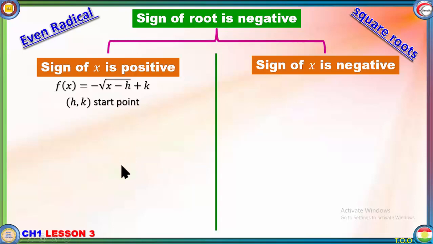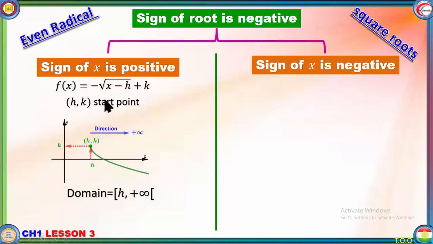hk start point. Because the sign of x is positive, therefore the domain starts from h to positive infinity, because the direction of the function begins from the start point to positive infinity. And because the sign of the square root is negative, therefore the range begins from negative infinity to k.